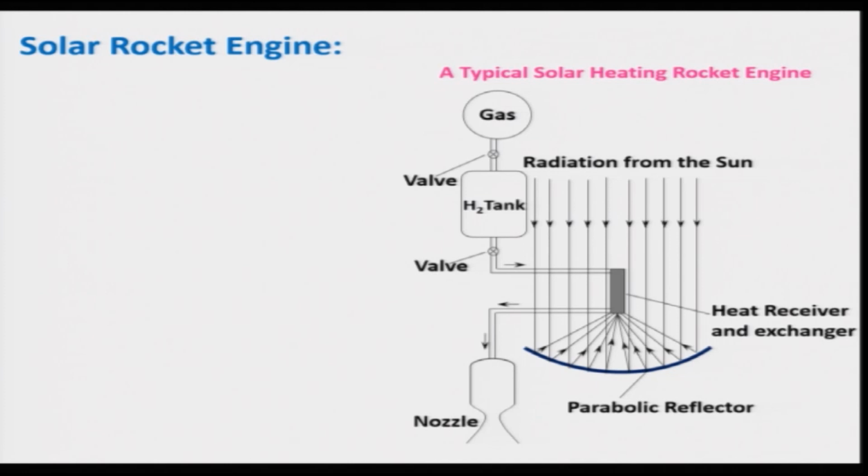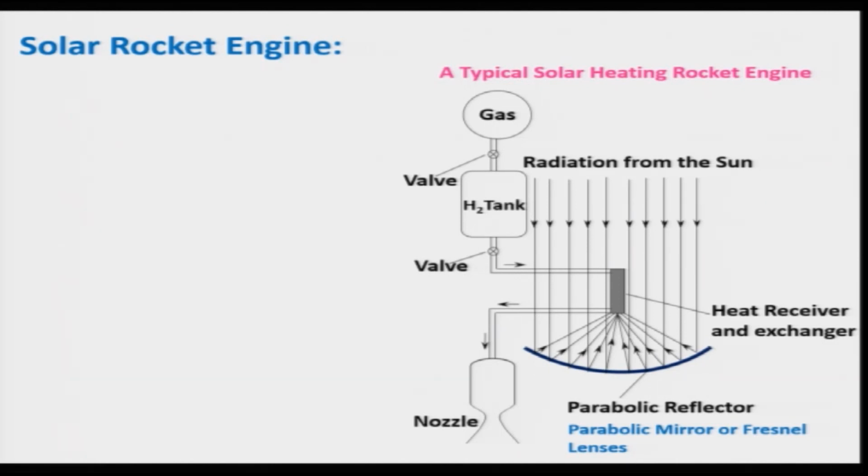solar heating rocket engine, and if you look at it, this is your propellant pressurized gas, which is used to pressurize this hydrogen tank, and with the help of a valve the propellant can pass through this heat receiver. This is your heat receiver, which will receive the heat basically from the solar radiation with the help of a parabolic reflector. This parabolic reflector can be made of either a parabolic mirror or Fresnel lenses.